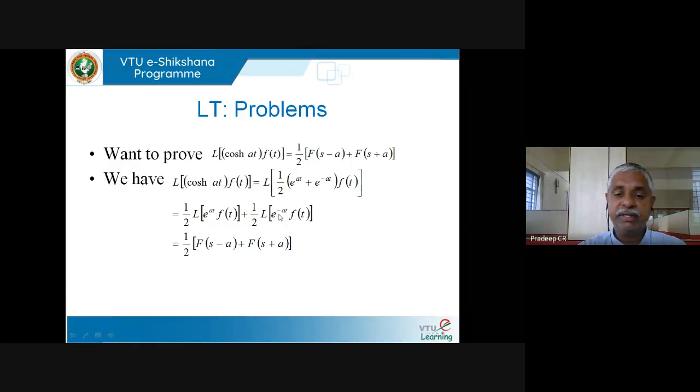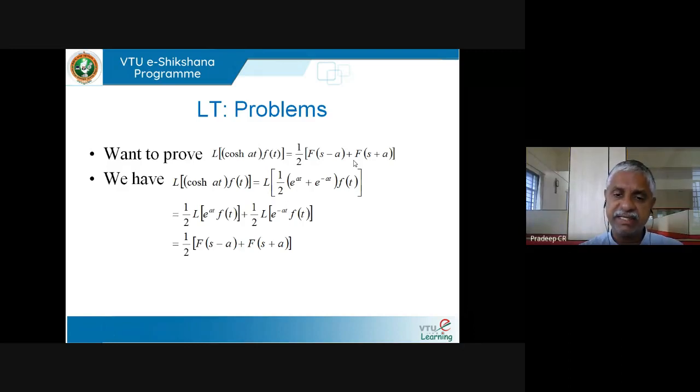Similarly for this, e to the power minus at f(t): you get F of s plus a. Laplace of e to the power minus at f(t) is capital F of s plus a. These two follow because that is the formula. The formula is e to the power at f(t), Laplace of that is capital F of s minus a. So that's over. What has been asked to prove has been proved. Laplace of cosh(at) f(t) is half capital F of s minus a plus capital F of s plus a. As simple as that.